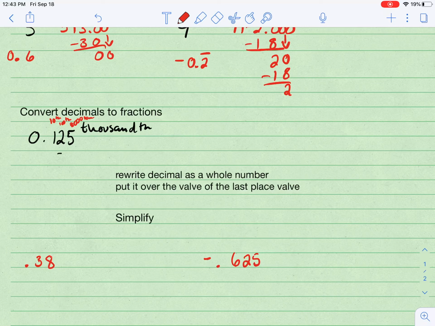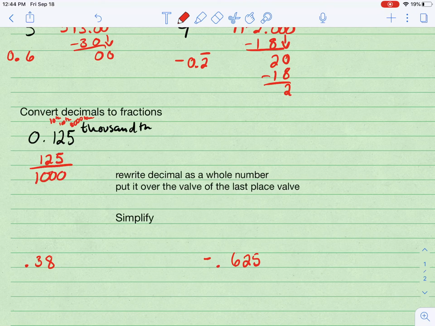Okay, so if this is carried to the thousandths, what we do is we make it a whole number, so 125, over the number of the place value. So it goes to the thousandths place value. So it's going to be 125 over 1,000. So we've got our fraction, but now we want to simplify.